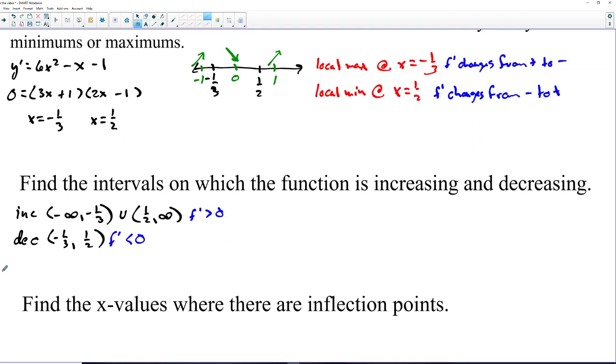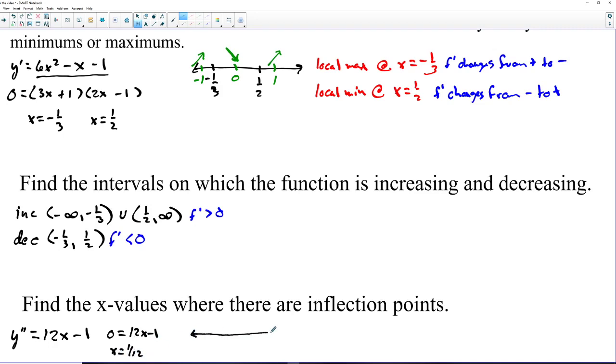Find the x values where there are inflection points. Well, that's where the second derivative is either 0 or undefined. So let's take the second derivative. Here's the first derivative right there. So we have the second derivative is equal to 12x minus 1. And we're going to set that equal to 0. We get 12x minus 1, so x is equal to 1/12.